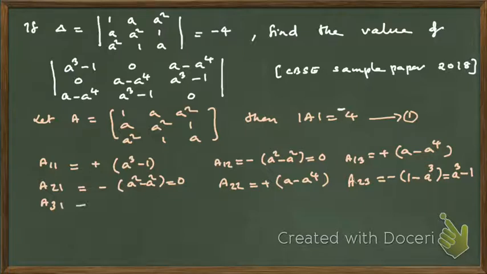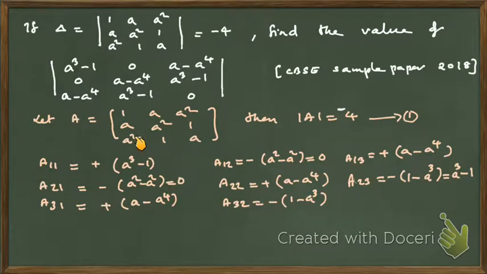Then I do A31. A31 is for this element. Since we ended with minus there, now this is plus. Plus of, delete the row and the column it belongs to, cross multiply a minus a raised to 4. Next is A32. A32 will be, since it was plus, now it is minus.